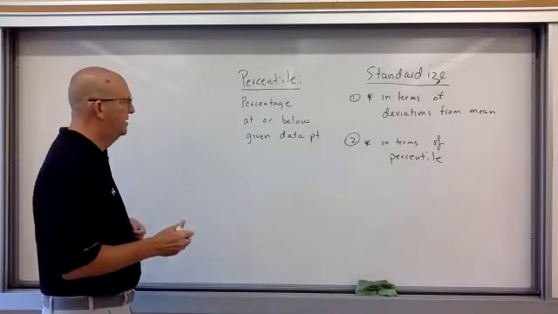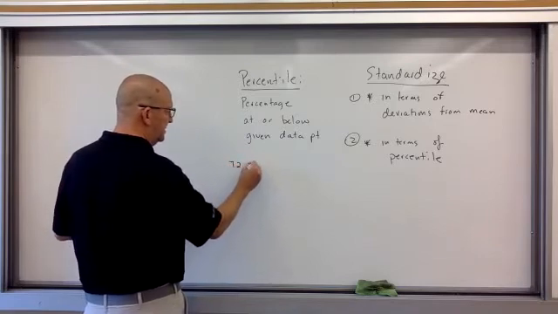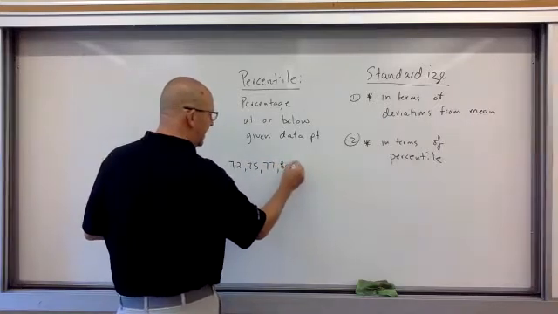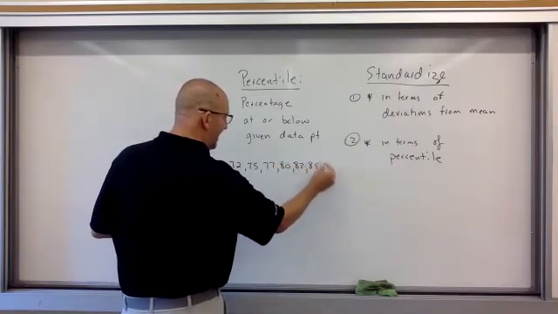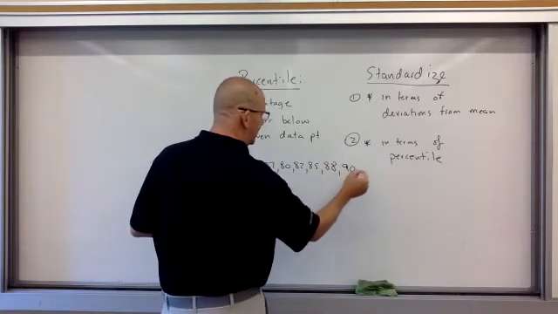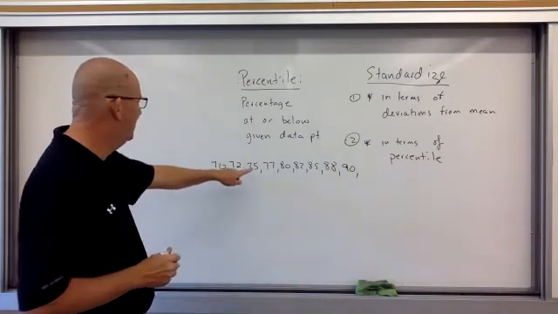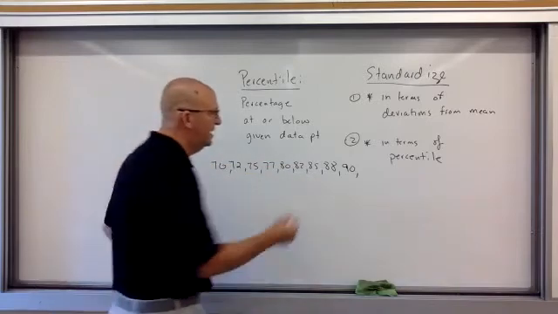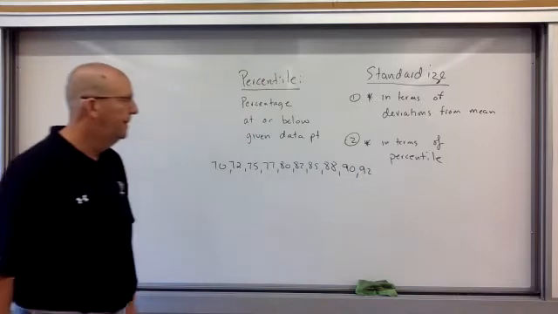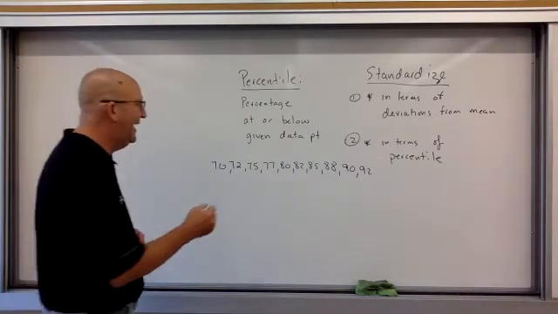if you have 10 scores: 72, 75, 77, 80, 82, 85, 88, 90, 70. We'll go with this end. 1, 2, 3, 4, 5, 6, 7, 8, 9, and 10. Let's take 85.